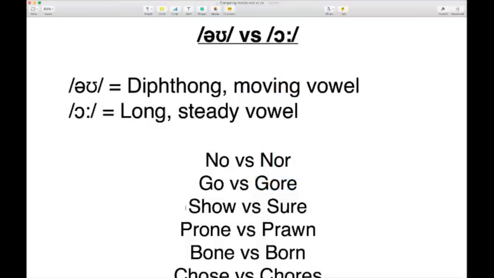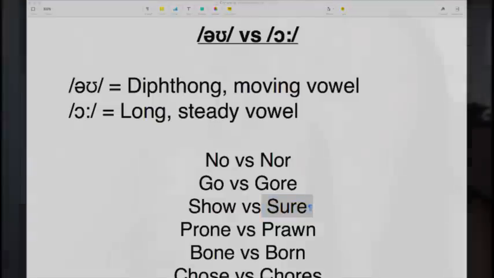Good. So then we have the word show, diphthong, show. And sure, show and sure. Let's have a look at that, shall we? Show, show and sure, sure. Think about it being back. Sure, show, sure, show, sure. Good, let's have a look at the next one.